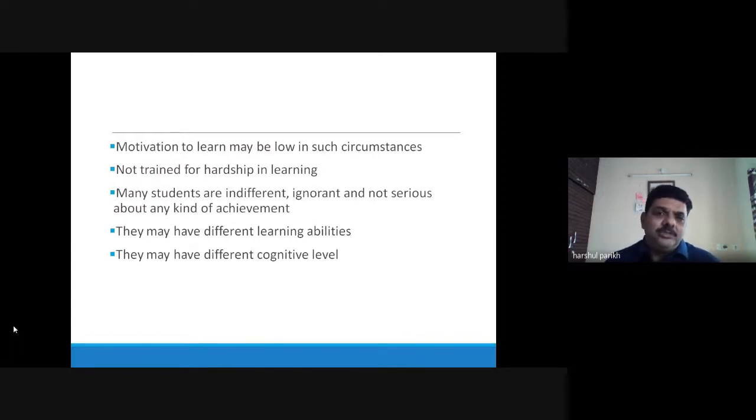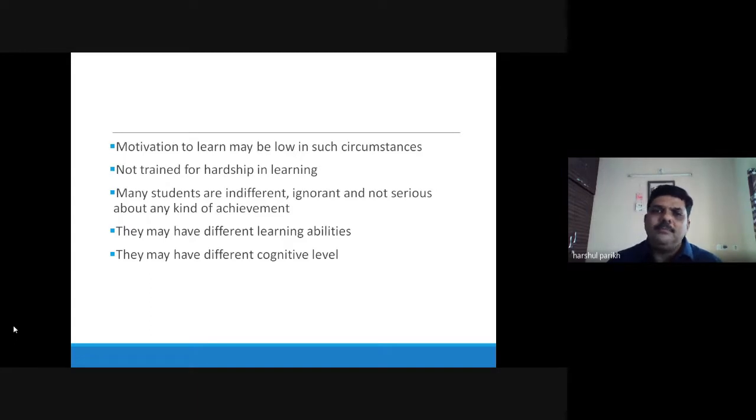In such circumstances, motivation to learn may be very low, and that is challenging for the teachers. These students are not trained for hardship in learning. Many of the students are indifferent, ignorant. They are not serious about educational achievement. All students do not have equal abilities. Their learning abilities are different. They are of different cognitive levels. That means the intelligence quotient of all students is not equal.